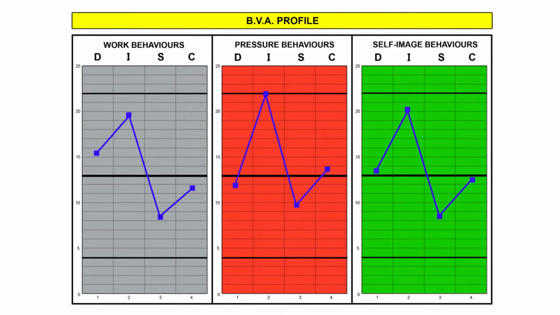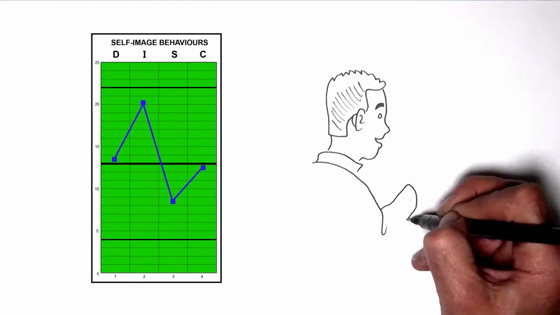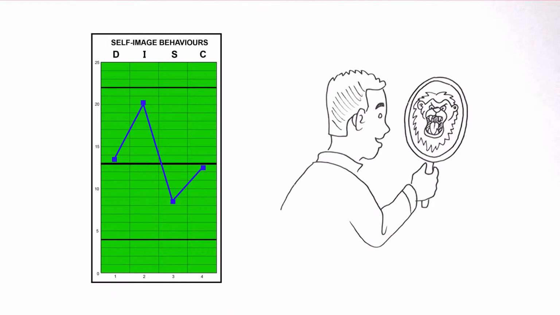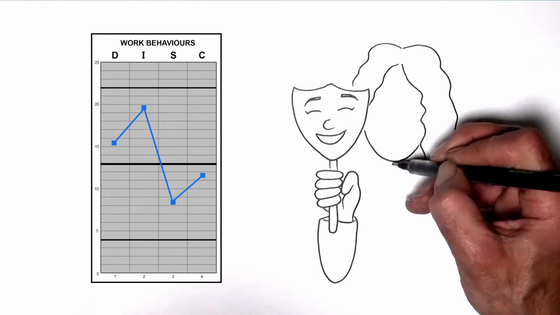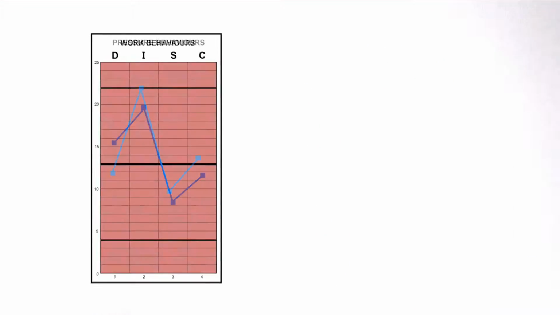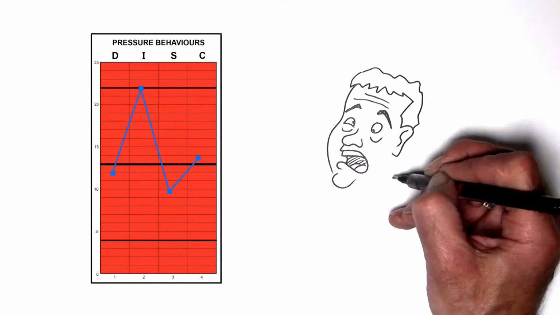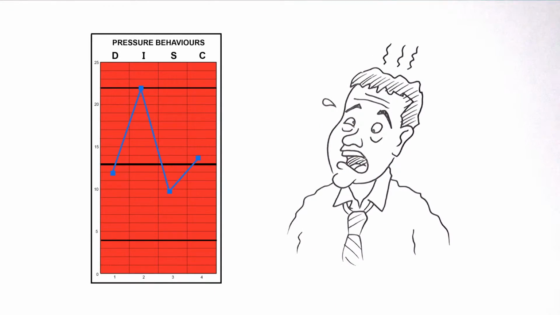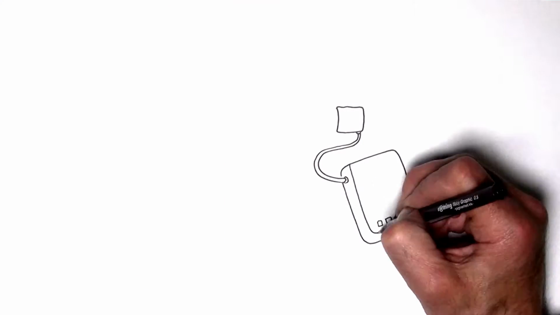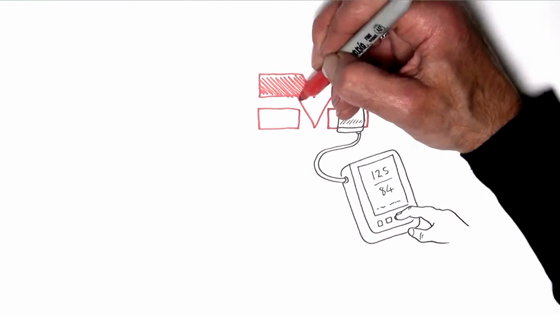A BVA profile helps us understand reflection of self, so we get a self-image graph, how the individual behaves when they're at work, the mask they put on to make sure they deliver what they think they're required to do at work, and then finally an under pressure graph, how they behave when stuff hits the fan. So they're the first 3 core things that we get from a BVA profile.